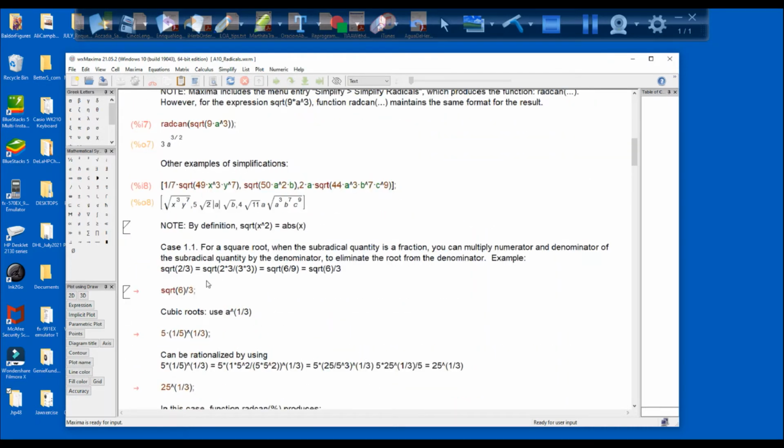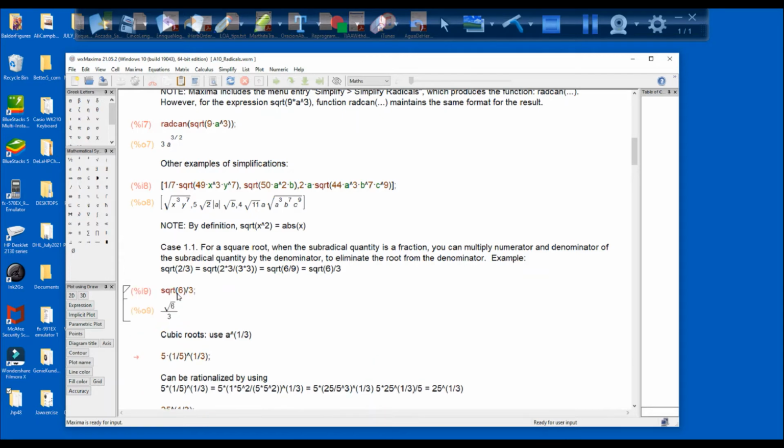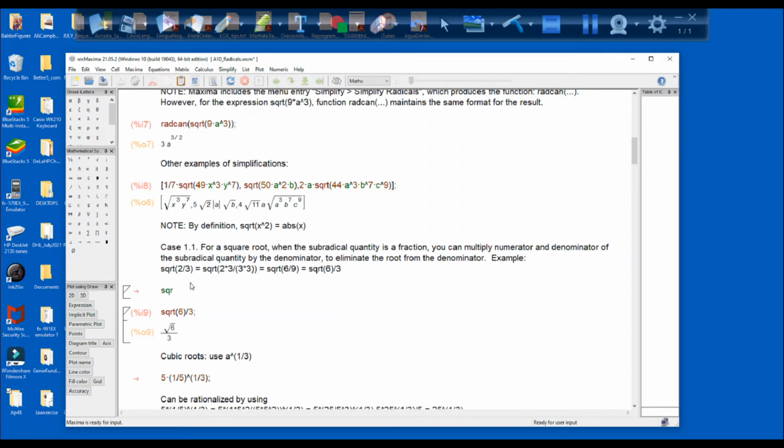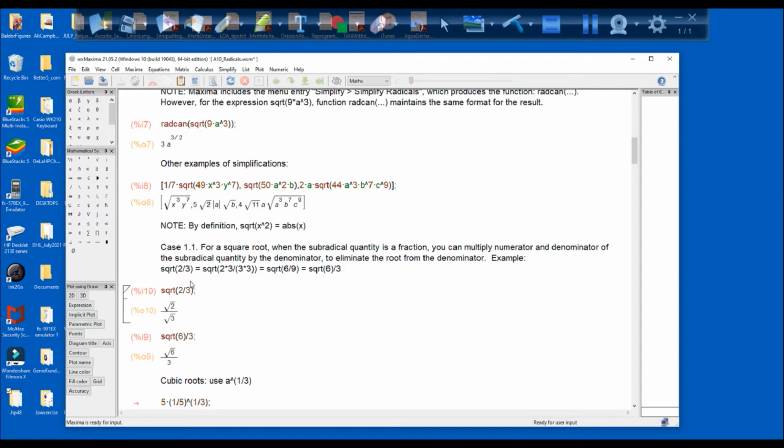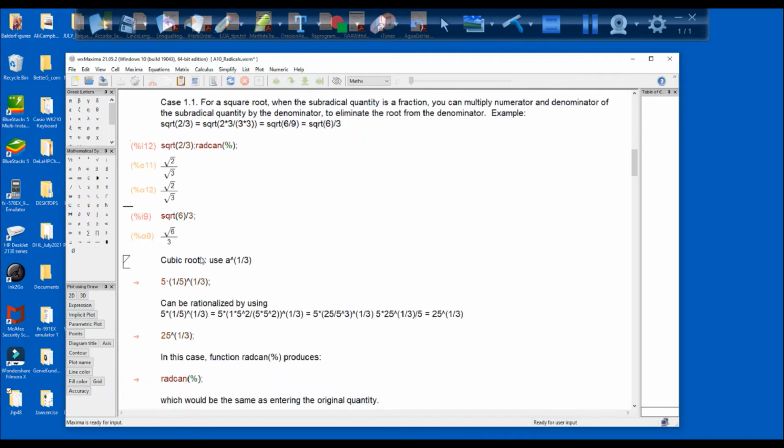So let's look at this first case. Square root of 6 over 3. Square root of 2/3. If you were given something like square root of 2/3, Maxima will keep that value. Even if you use radcan, which is the rationalization, it doesn't do it. You have to carry that out by hand, actually.